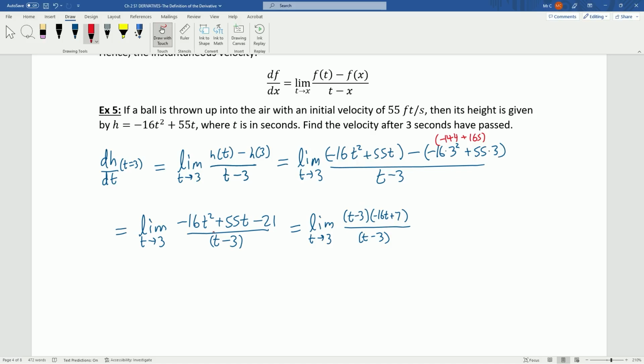Again, this is just a nice little shortcut when you're working with this kind of problem. You're pretty confident that one of your factors is going to be that. So we checked it. It worked. So we can cancel. And this gives me the limit as t goes to 3 of negative 16t plus 7. So this is a continuous function, so I get negative 16 times 3 plus 7. So this would be a negative 48 plus 7, that's negative 41. And since we're talking about velocity, and this was feet per second, right? So that's feet per second.